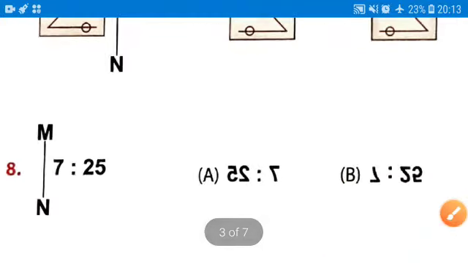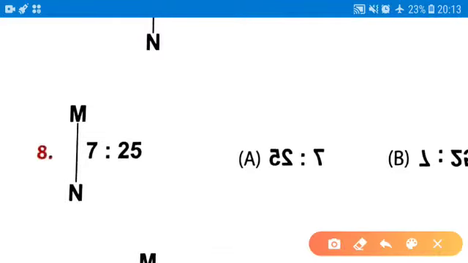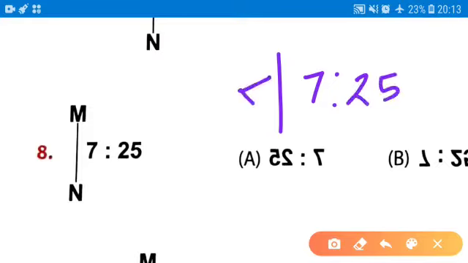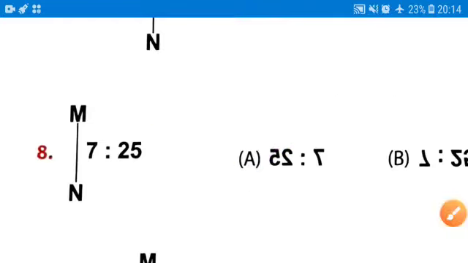Now moving further, this is very simple again. This is the mirror placed here like this. This is 7 is to 25. So 7 will be like this, laterally inverted, and 2 will be like this, and 5 will be like this. So the correct option for question number 8 is option A.